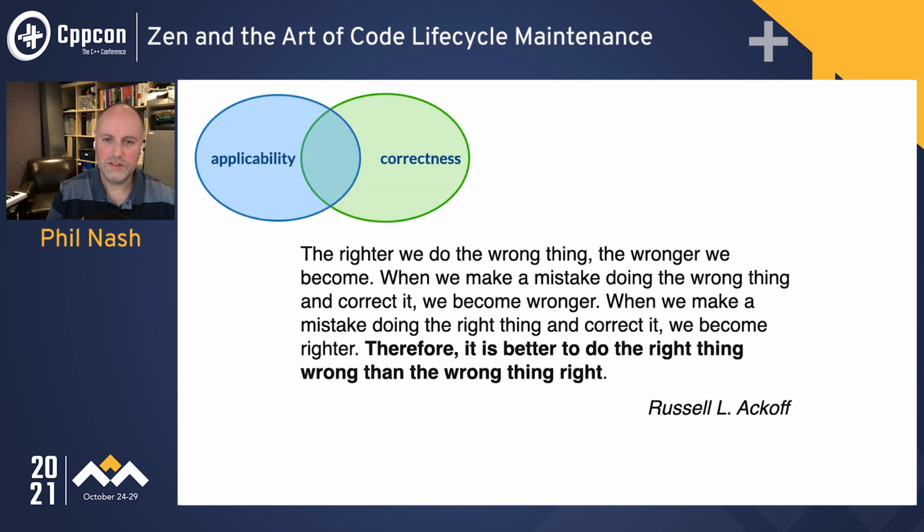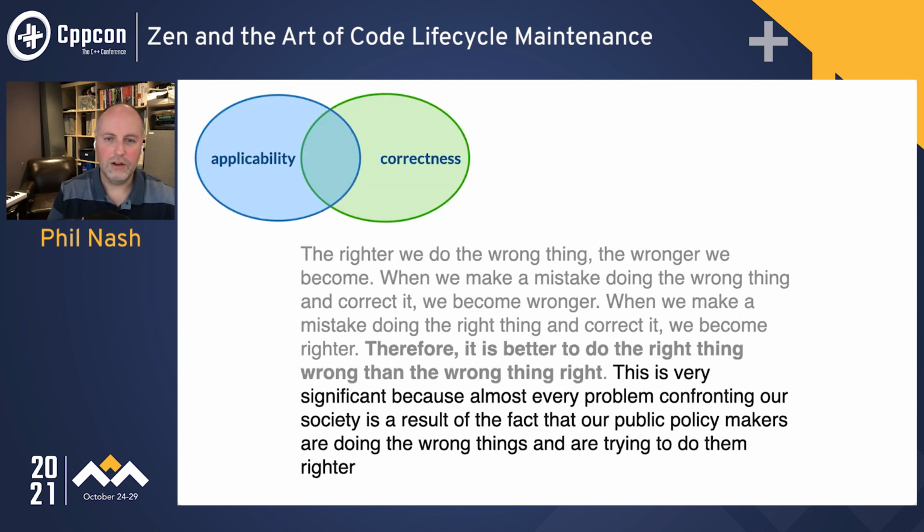But there's a bit to this quote that people usually miss, because he follows immediately on by saying, this is very significant because almost every problem confronting our society is a result of the fact that our public policymakers are doing the wrong things, are trying to do them righter.